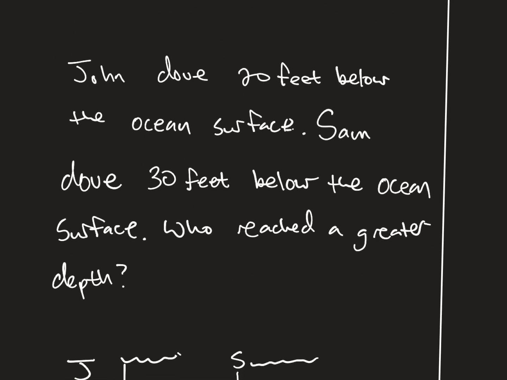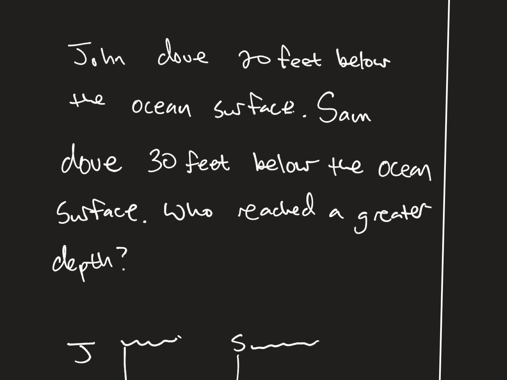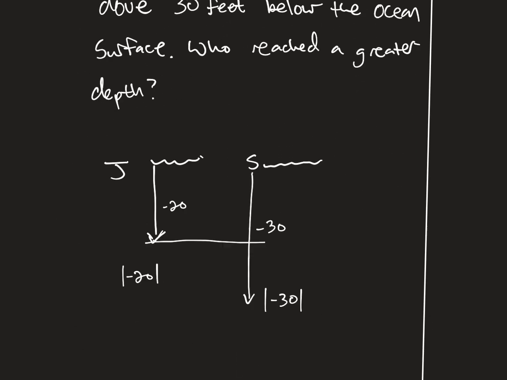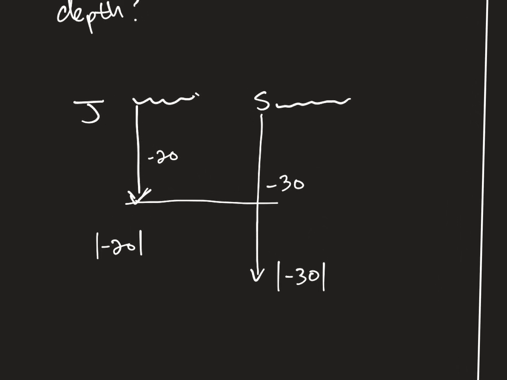So for example here, if John dove 20 feet below the ocean surface, Sam dove 30 feet below the ocean surface, who reached a greater depth? So if I go J and S, I draw a little diagram, and I always encourage my students to do a little doodle, something to make sense of what you see. So John dove 20 feet below the surface, and so we have negative 20 feet.